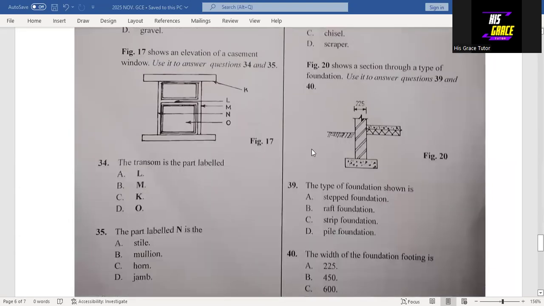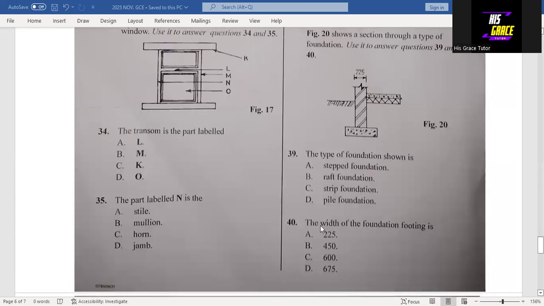Then for questions 39 to 40, we are making use of this diagram. It's a section of a foundation. Question 39, the type of foundation shown is a strip foundation. And question 40, the width of the foundation footing is 225. All right, so those are the answers to questions 31 to 40 on building drawing. So we have the answers now to this year's 2025 November GCE. It's as simple as I've done it here.